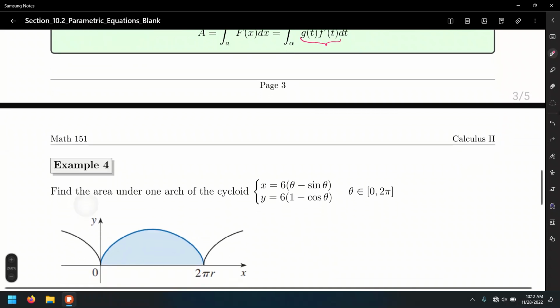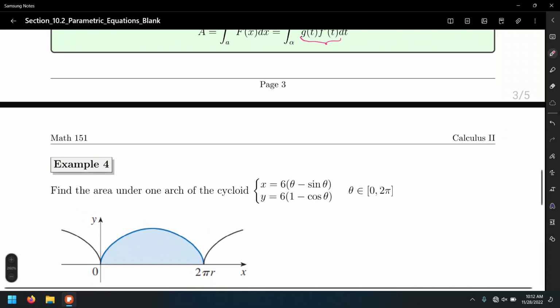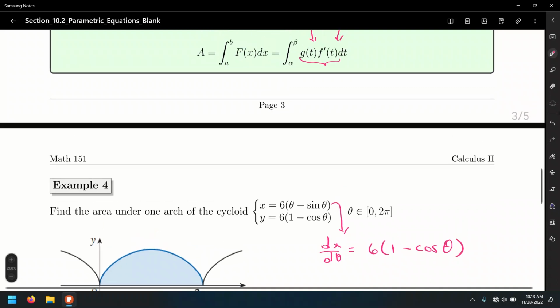So in this case, all we need is to find the derivative of the x equation, dx d theta rather in this case. So the derivative of theta is 1, and the derivative of sine is cosine, right? The y equation just remains the same. To find the area under the curve, we'll just set up the integral from alpha to beta of the integrand, which is g of t, or the y equation, times the derivative of the x equation. And well, the limits of integration are just there.